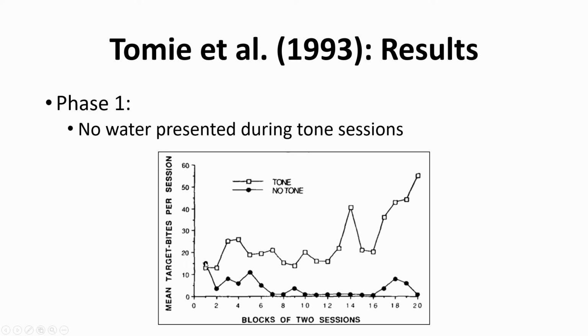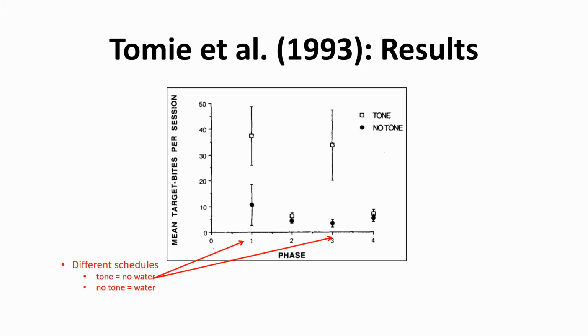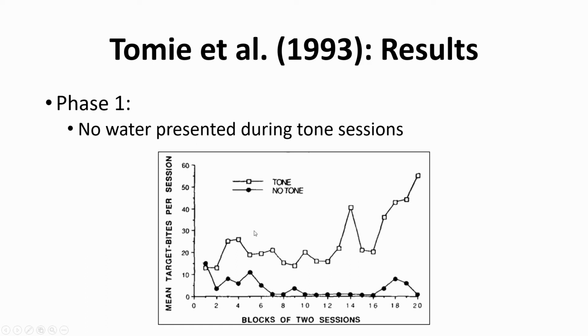We can see that very, very quickly, the no tone, the normal trials where they got water, stayed pretty low. They tend not to bite that bar when they're getting water. But when our tone sessions played, when they're in extinction and not getting access to water, we see increasing aggression and frustration as they bite that bar. Now, we can condense this whole graph here. This was for phase 1. We'd see something very similar for phase 3 as well. But we're looking at the difference between aggression when there's a tone present versus aggression when there's no tone present.